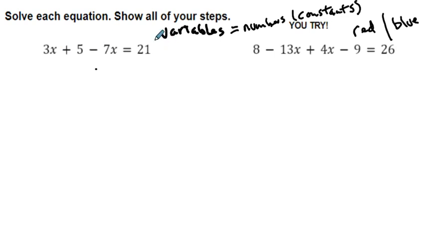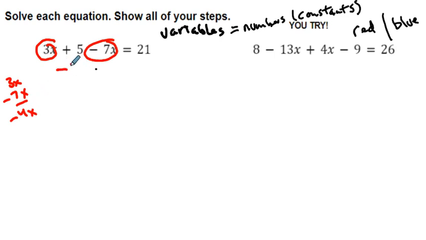Now, collecting like terms makes it possible for us to move things in a more efficient way, right? In this example, I'll show you how that works. For this one, I can collect some like terms before we start moving things around. I have a positive 3x, and I have a negative 7x. So I'm going to add those up, 3x and negative 7x, and that gives me negative 4x, right?